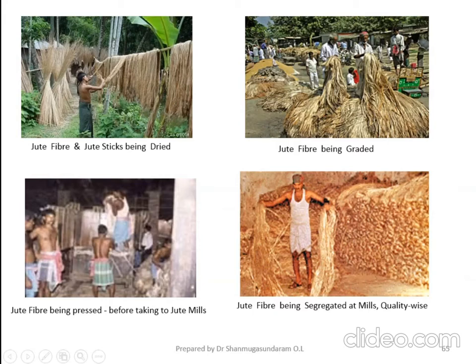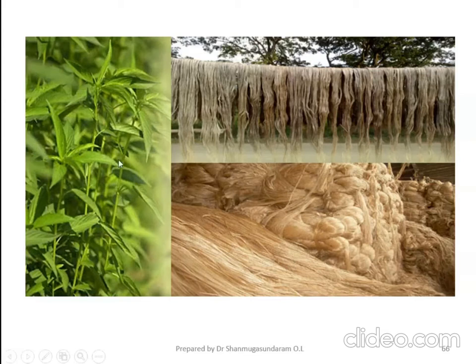See, after cleaning, they are drying. Here they are grading good quality fibers and then removing the poor quality fibers. Then it is taken to the jute mills, where it is separated based on quality, good quality fiber and bad quality fiber, based on the strength of the fibers. This is a jute plant, the drying.